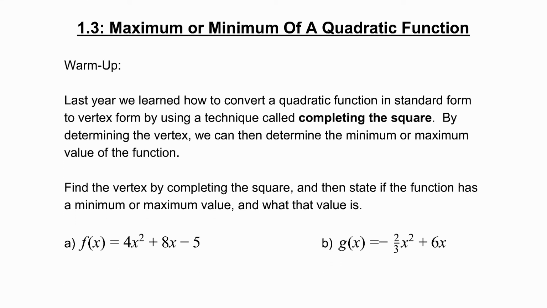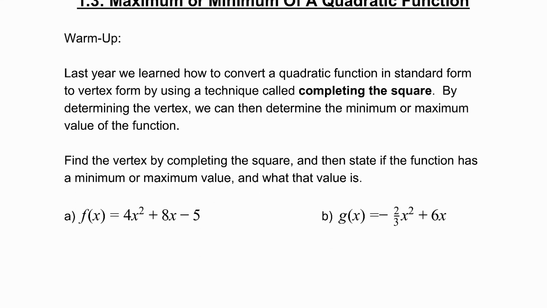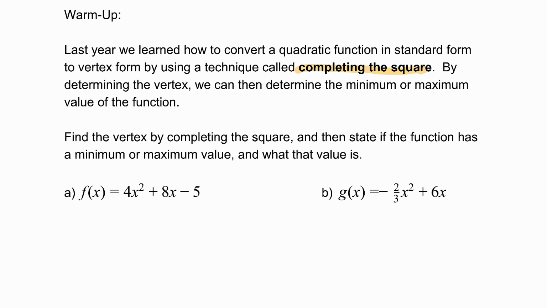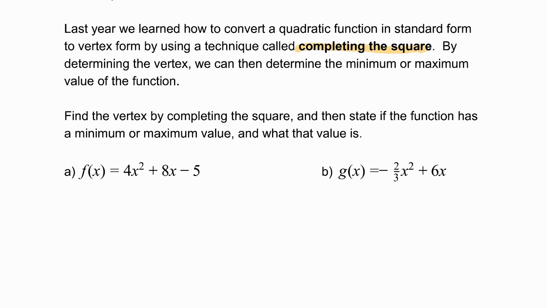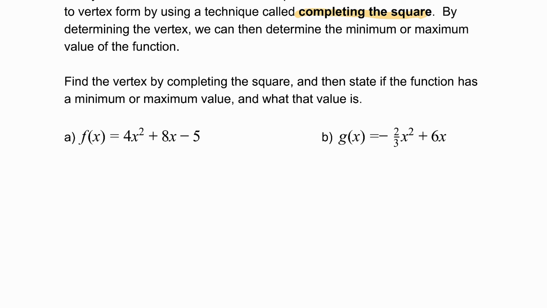But the most common technique that you probably did last year was completing the square. And so we're going to start with a review of that, because once we complete the square and have our equation in vertex form, then we determine the vertex, and then from that we determine the maximum or minimum value of the function. So let's do a review of completing the square. And then we'll state if that function has a maximum or minimum value and what that value is.